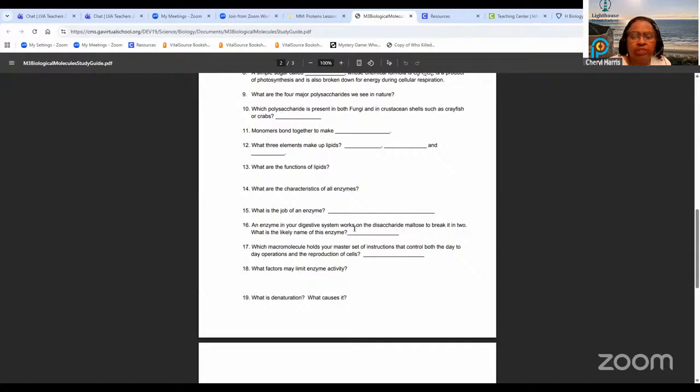An enzyme in your digestive system works on a disaccharide molecule to break it up into two. What is the likely name of this enzyme? Maltase. Very good. Thank you, Serenity. Actually, when you put these answers in the chat, send it to everybody. Maltase is the answer to number 16. And again, the enzyme is named for the thing that it works on. It's going to end in ASE. So since it's maltose, it's going to be maltase.